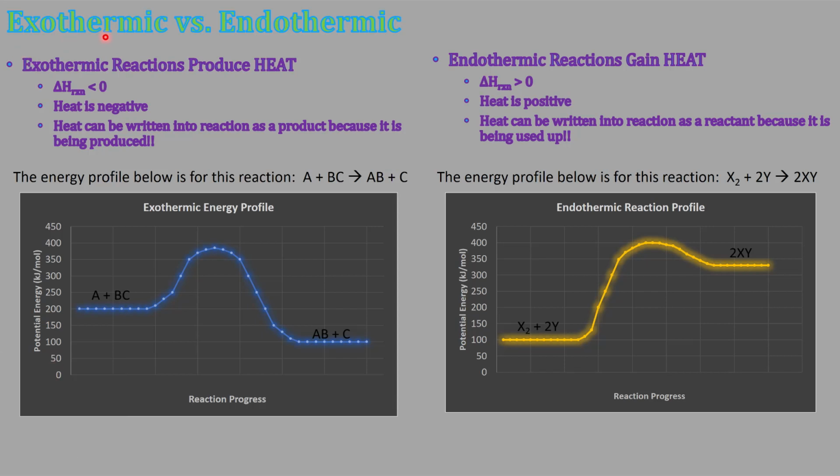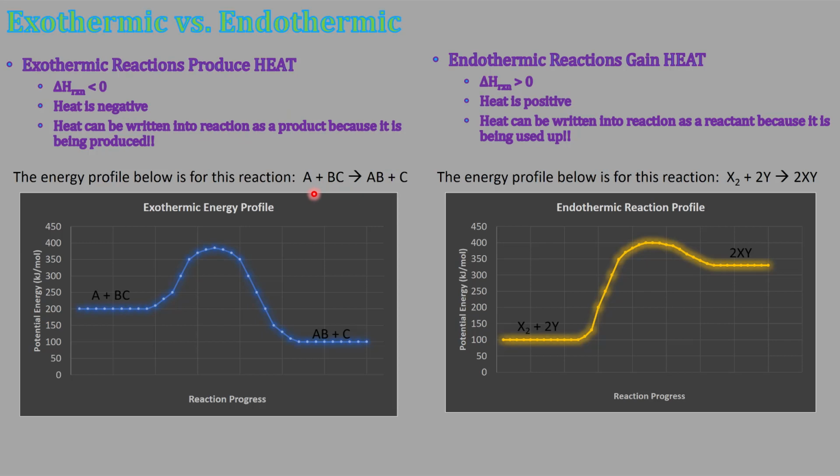So exothermic is all on this side of the screen, and when it's exothermic, the delta H, which is really called enthalpy, but we can look at it as heat for now. We will talk about that more when we talk about thermodynamics. Heat is negative when it's exothermic, so heat is leaving, and heat can be written into the reaction as a product.